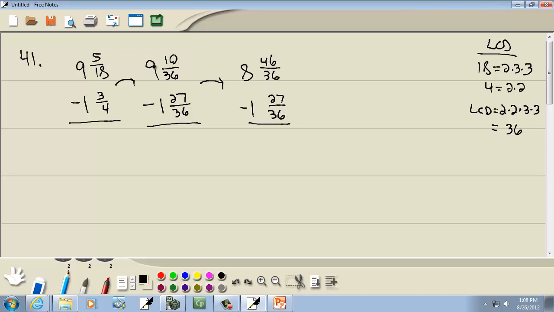Again, I reduce this by 1, so 9 goes to 8. And then I take this 36 and add it to the 10, and that gives us a 46. Now the y is in the last problem I showed the y, but that's the shortcut for it. Well, now I can subtract 46 minus 27. I'm not sure what it is, but I can subtract it. I think it's 19. So it gives us 19, 36, and 8 minus 1 is 7.